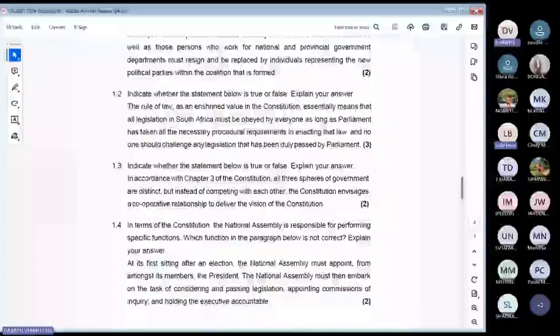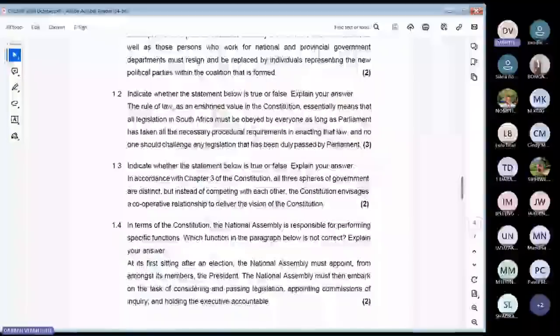So you get a point for the first one because the statement is indeed false. The reason, though, is to do with parliamentary sovereignty. They say that all legislation must be obeyed by everyone as long as Parliament has taken procedural requirements. What that means is Parliament can make any law they want, and so long as they tick the right boxes, everyone must obey it. That's actually parliamentary sovereignty, which is what we had prior to 94. So in our answer to this one, we would say, for instance, the statement is false, and it's referring to parliamentary sovereignty.